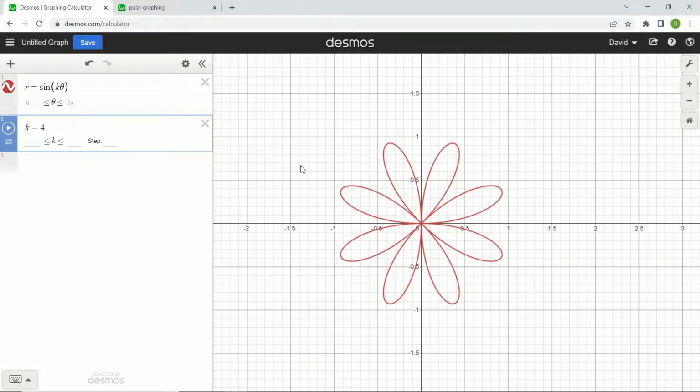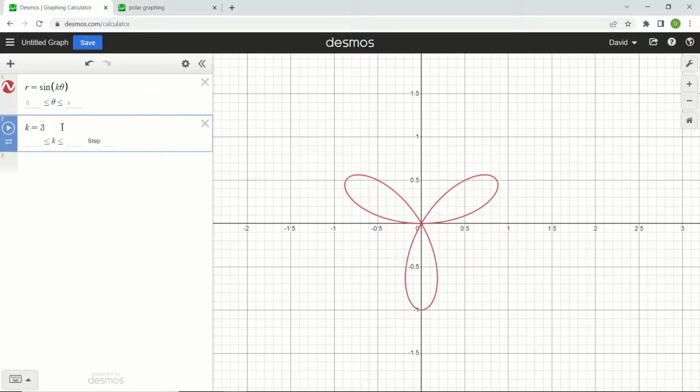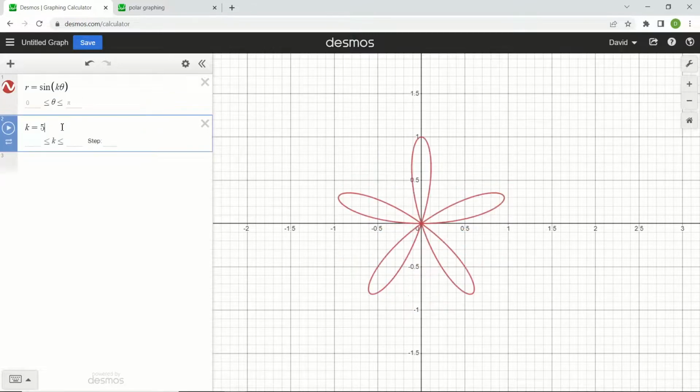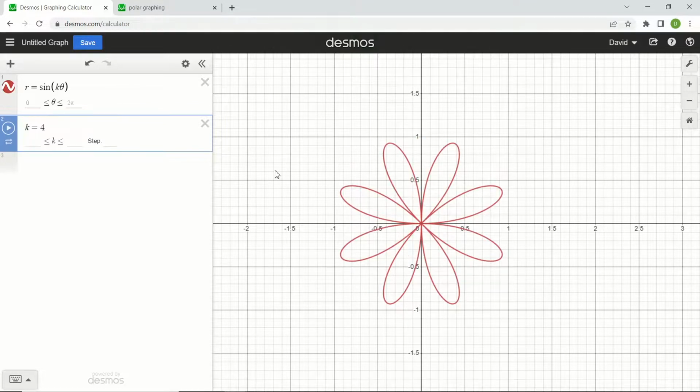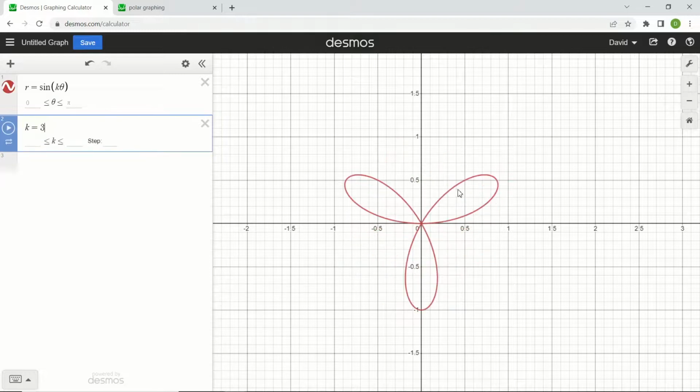That's interesting. First of all, why are petals happening at all? That's a question. It seems like the number of petals is twice the k value. Except if k equals 3, now there's 3 petals. And if k equals 5, there's 5 petals. So a really great thing to try and explain would be, why is it that for even values of k, the petals are twice k, and for odd values of k, it's just the same as k?